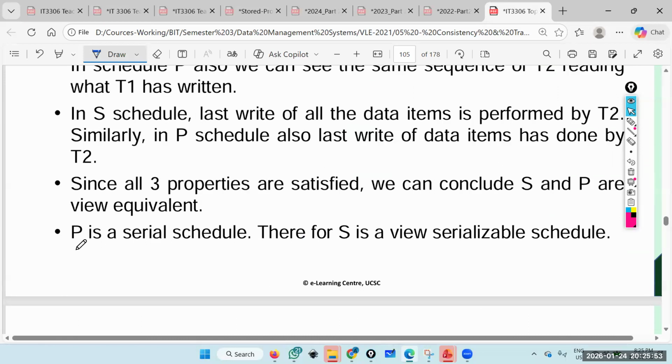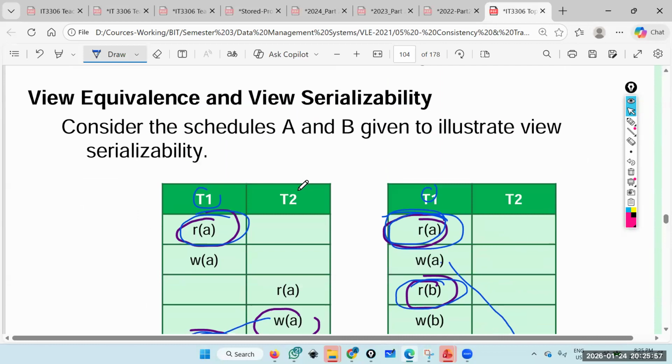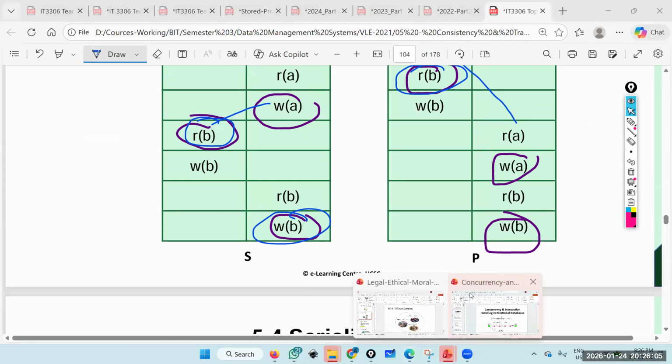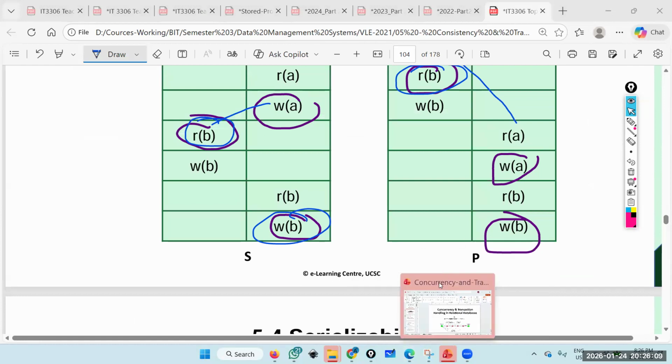But this says P is a serial schedule, therefore S is view serializable, right? P and S. Oh, right, let's get back to our note.